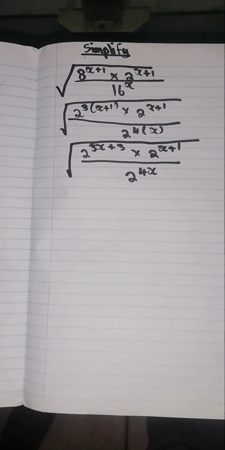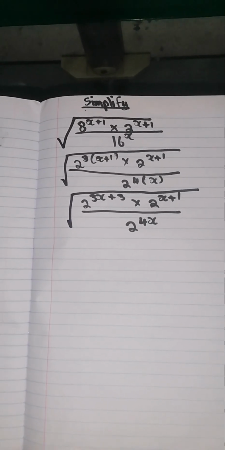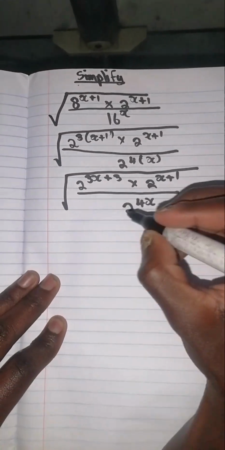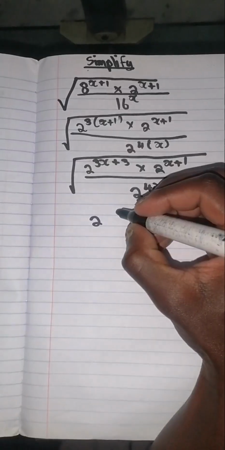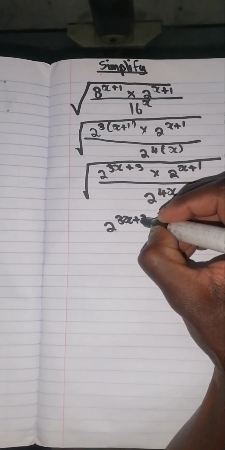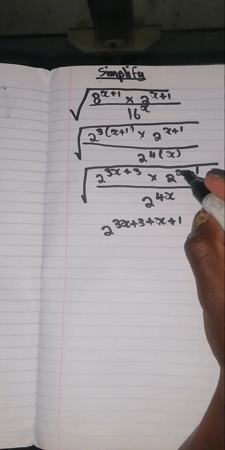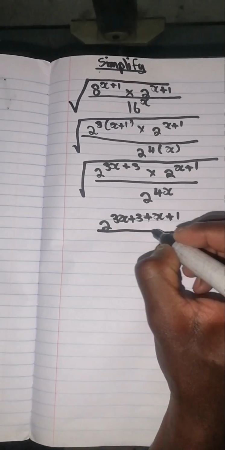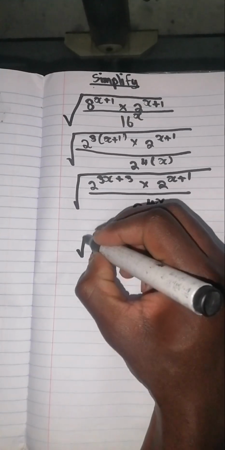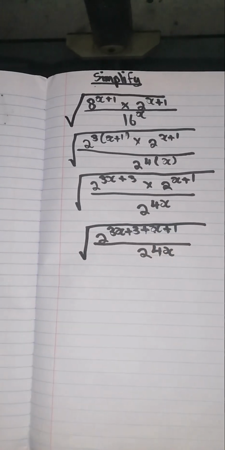Now from here we're going to use the first law of exponents, which says when you multiply the same bases you add the exponents. In the numerator the same bases are being multiplied, so we're going to add the exponents. We represent both the bases as 2. Now 2 to the power 3x plus 3 plus x plus 1. This x and this 1 come from this other 2. Now this is over 2 to the power 4x, and all of this is enclosed inside a root.